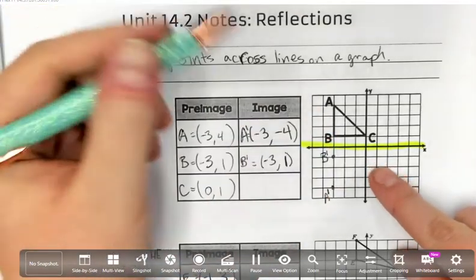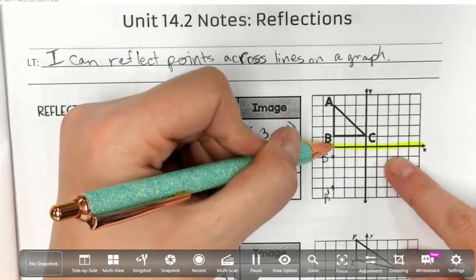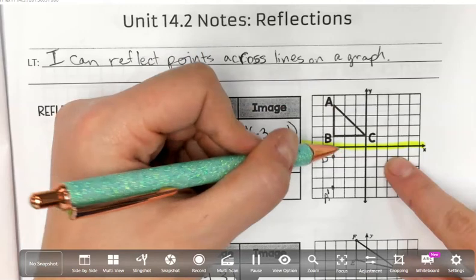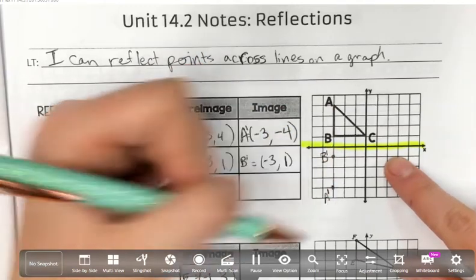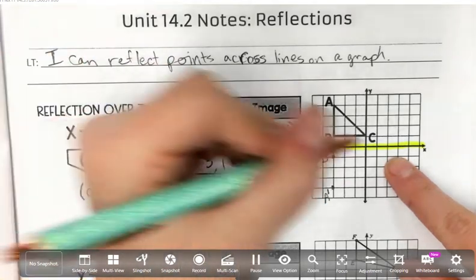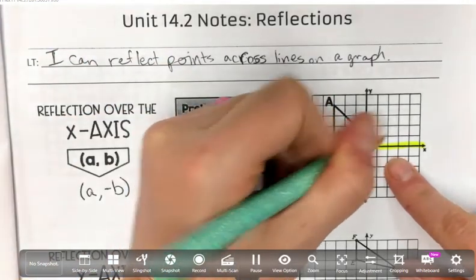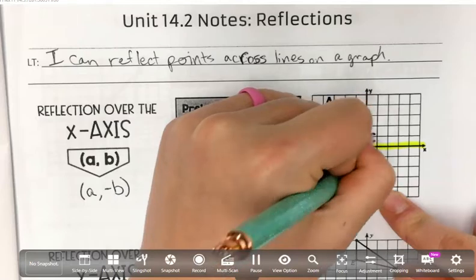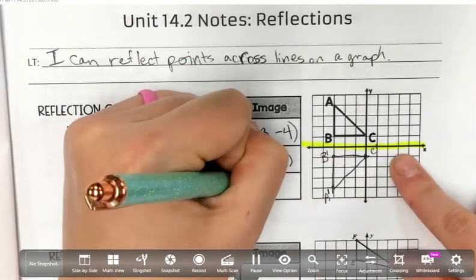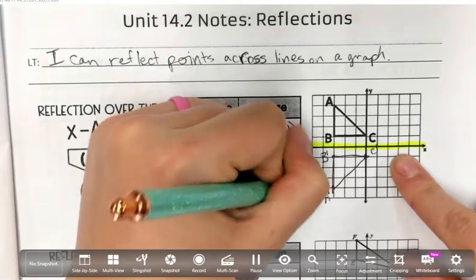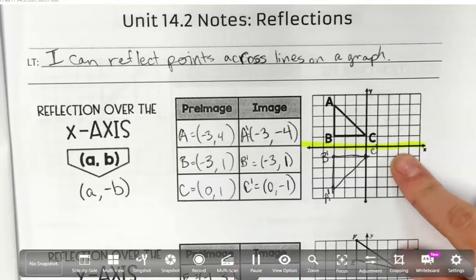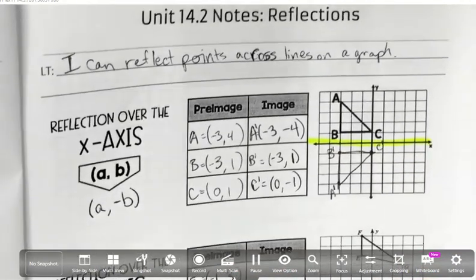So notice what's happening. Another way you can look at this is think, okay, here's my line. It's 1, 2, 3, 4 away. So now it's going to be 1, 2, 3, 4 the other way. This one is 1 away, 1 up, now it's 1 down. So C is 1 up, now it's 1 down. Let's see if that follows the pattern that we had, our C prime. Now it is 0, negative 1. What changed? This stayed the same, and this changed signs. Perfect. Right, so that's how you reflect over the x-axis.